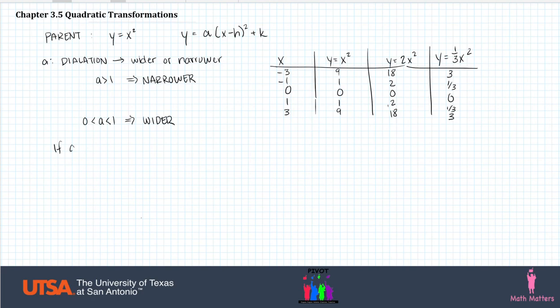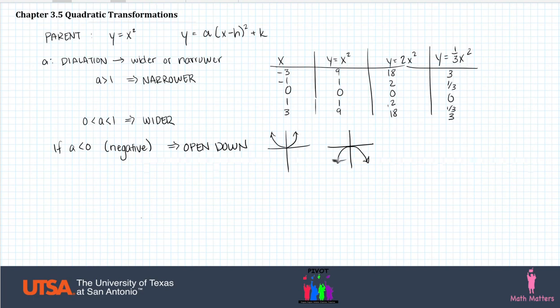Now, if a is less than 0, meaning it's negative, then the graph is going to open downwards. And all that means is, instead of the usual upward facing parabola, it's going to open downwards.